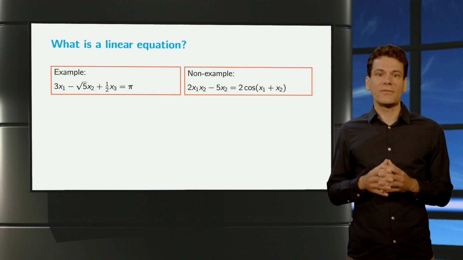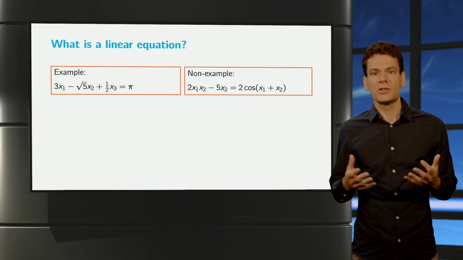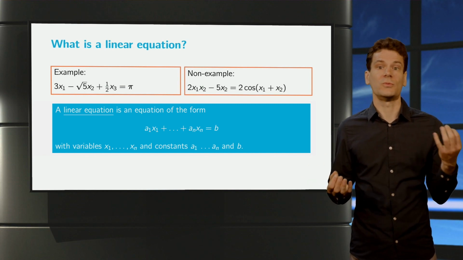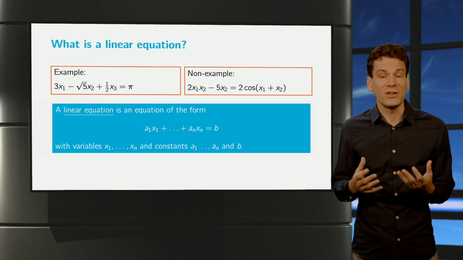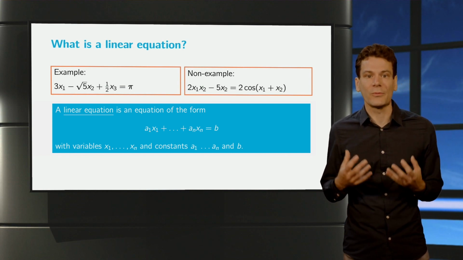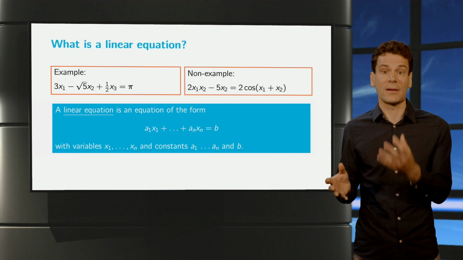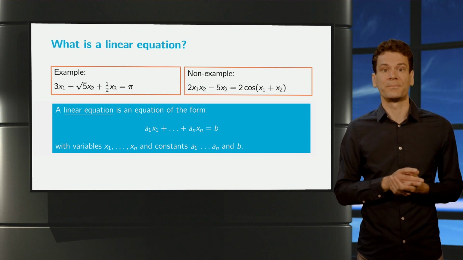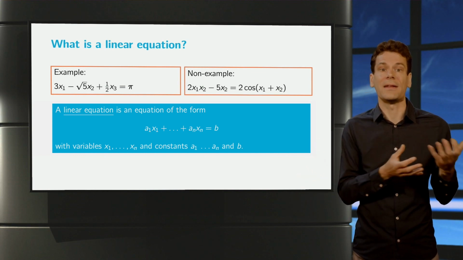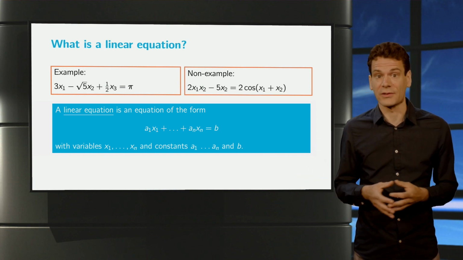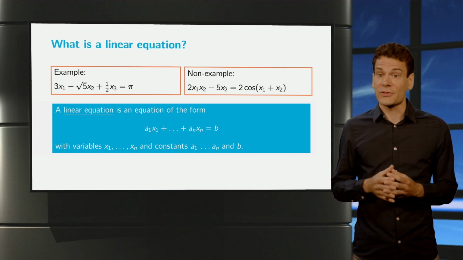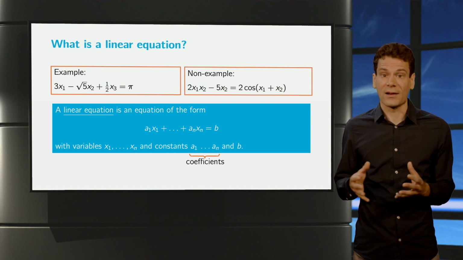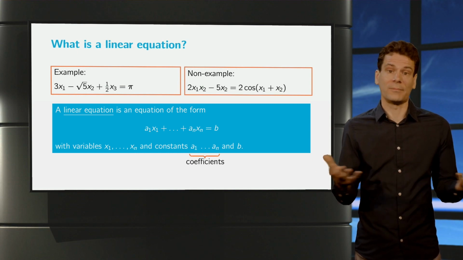More generally, we can define linear equations as follows. Suppose we have n unknown variables. Let's call them x1 to xn. An equation in those variables is called linear if it can be written in the standard form a1 times x1 plus a2 times x2, etc., equal to b, where a1 to an and b are numbers, also called scalars. These scalar factors in front of the variables are called the coefficients. The scalar on the right hand side is called, well, the right hand side.